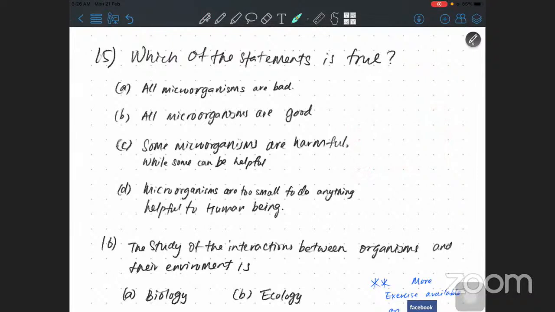Okay. So microorganisms are too small to do anything helpful to human beings. Too small doesn't mean that they are useless, right? Okay. We use this one to brew the beer, alcohol. We use this one to make cheese, for bread baking, and a lot of other things.